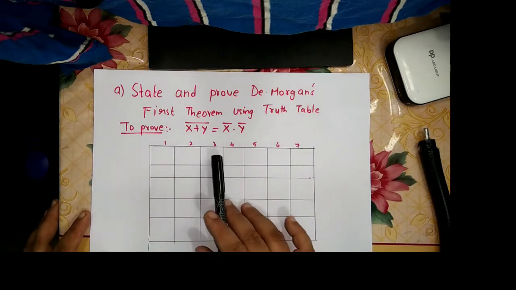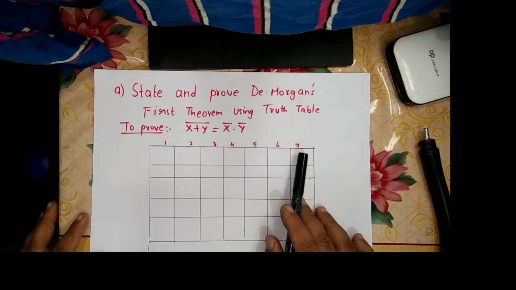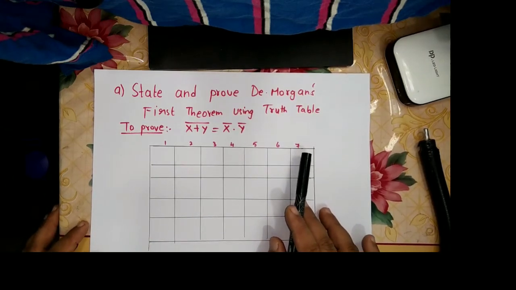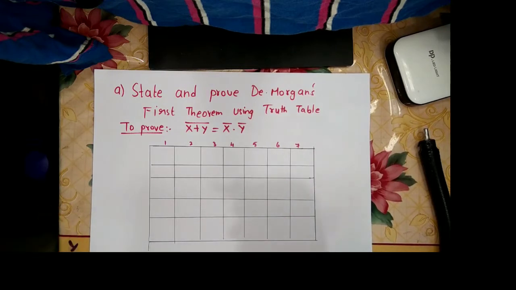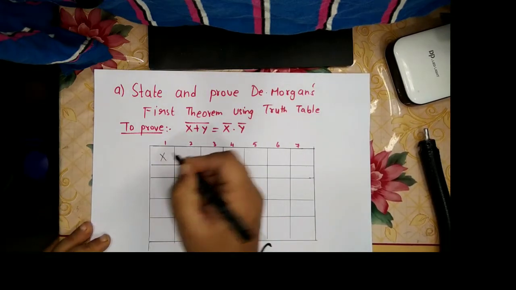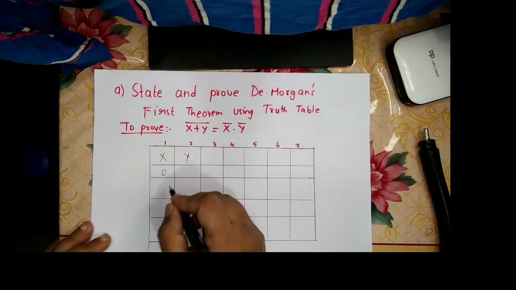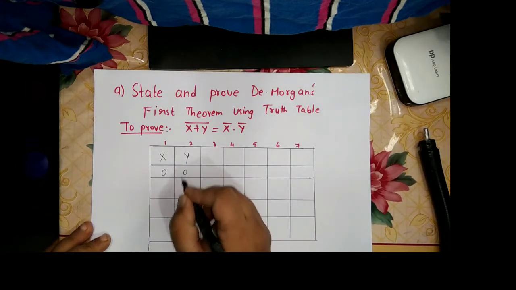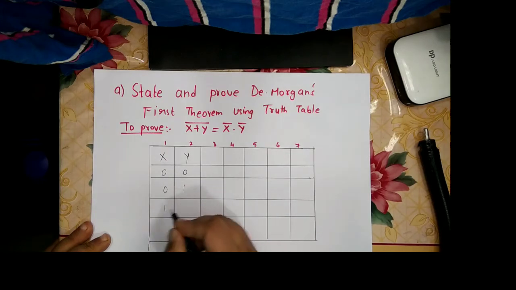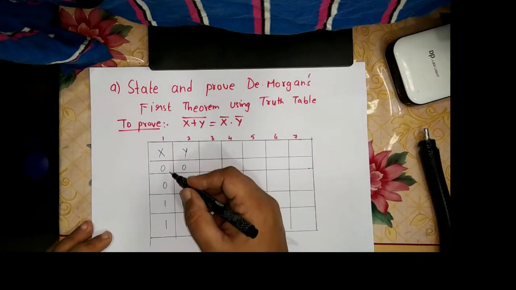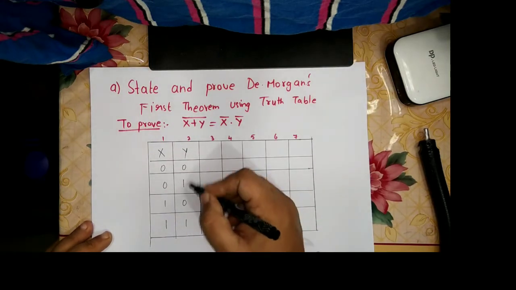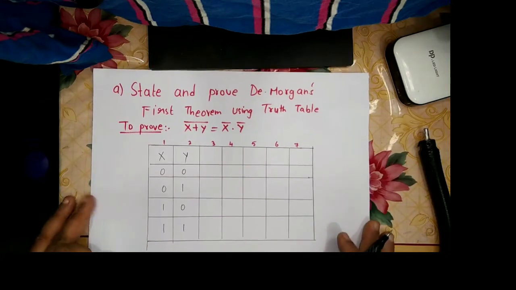After that, I have also numbered these columns so that it is easy for us to say that these two columns are equal, so the theorem is proved. So I write x and y, and we know that x is going to take the values 0, 0, 1, 1 and y takes 0, 1, 0, 1. This is the combination. Some of my students remember it like this: x as 0, 0, 1, 1 and y as 0, 1, 0, 1. Either way, you can write it.